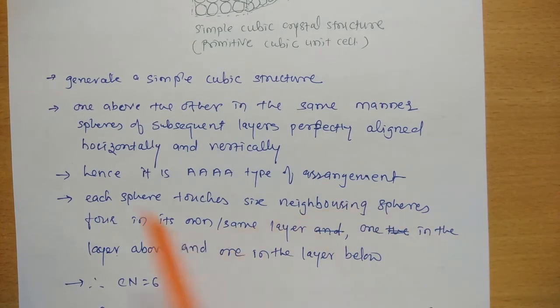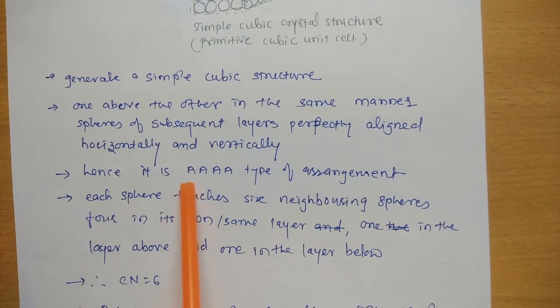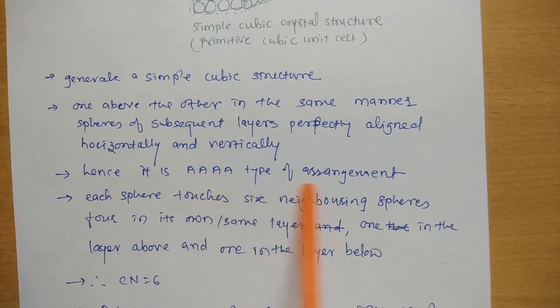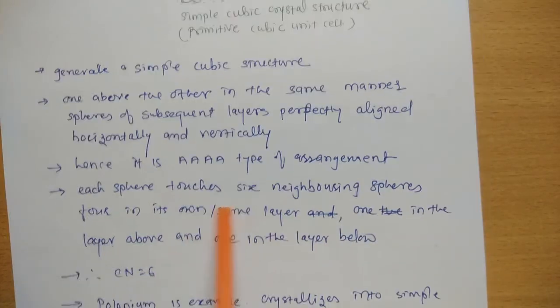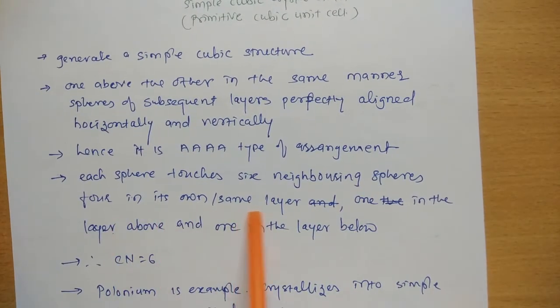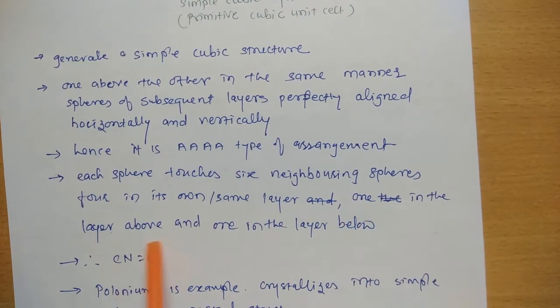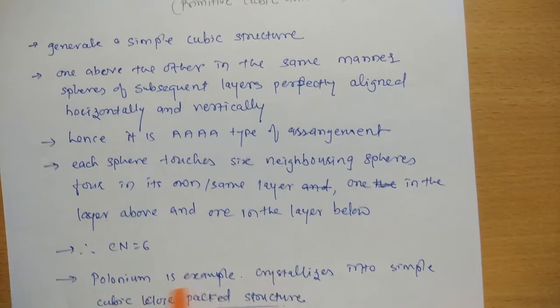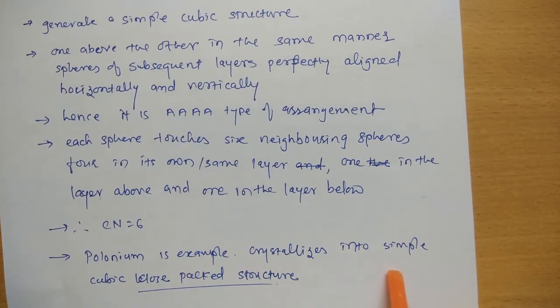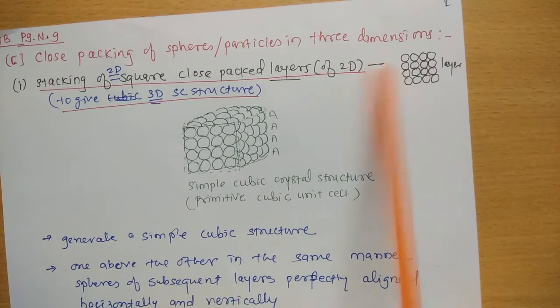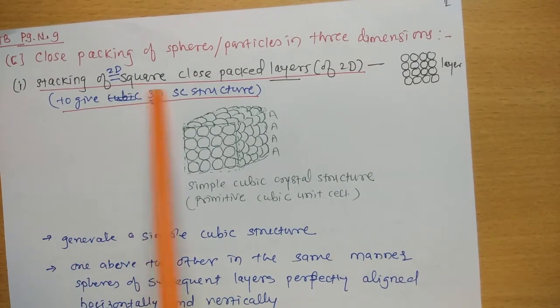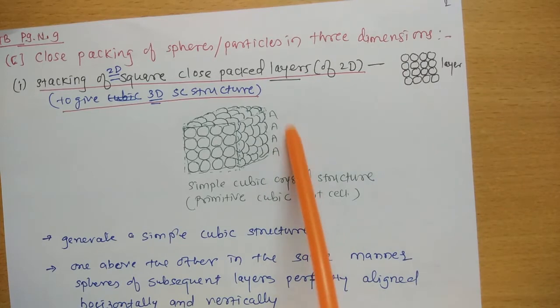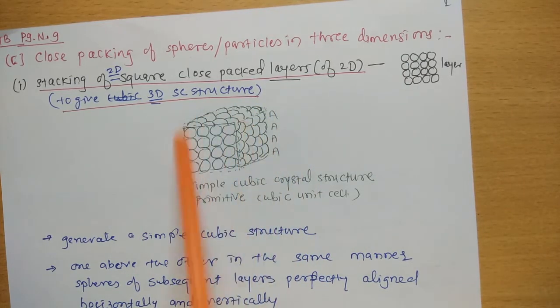So this type of arrangement is called AA type of arrangement. Each sphere touches 6 neighboring spheres, 4 in its own layer, 1 in the layer above, and 1 in the layer below. That's why its coordination number is 6. Polonium is the example that crystallizes into simple cubic close packing. So this is the close packing of the spheres in 3 dimensions, the first type: stacking of 2-dimensional close-packed layers to form the 3-dimensional simple cubic structure.